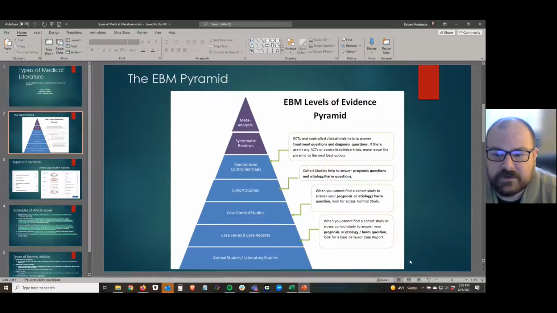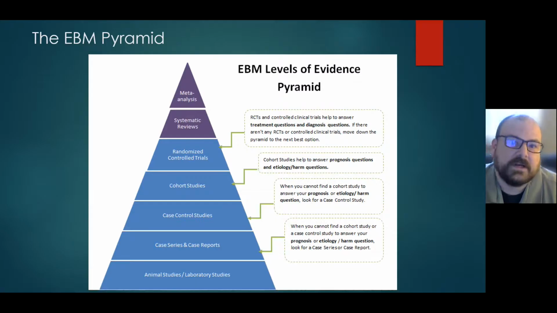So this probably looks familiar. If not, this is just a pretty standard description and graphical representation of the different levels of evidence, different kinds of articles that you'll encounter when you're doing research, with lab studies, case series, case control studies, cohort studies, and RCTs making up the bottom portion of the pyramid. It's not to say that they're bad, it's just that they're used for different things than the top level, which is where systematic reviews and meta-analyses are.